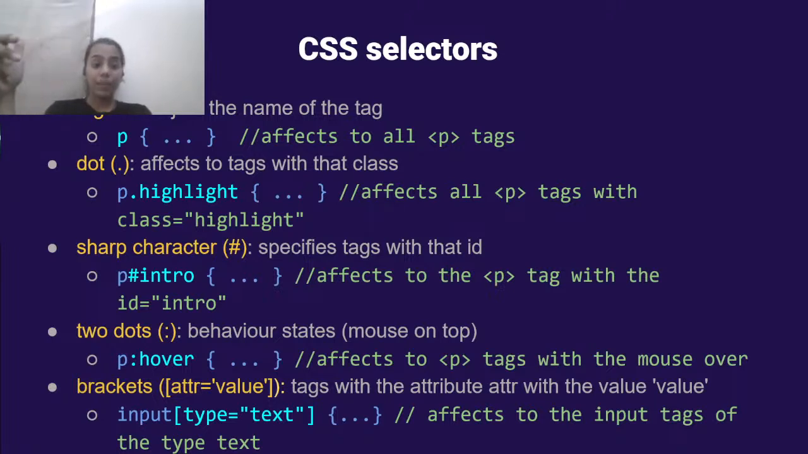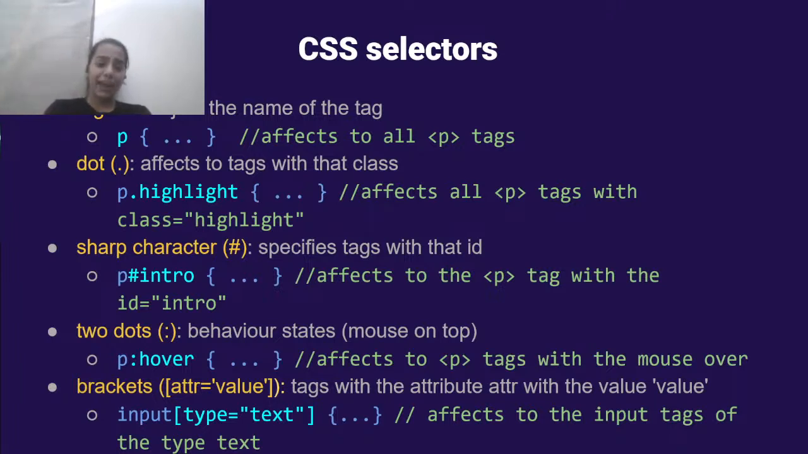Now, if we have a colon or two dots, sorry, colon or two dots, then it defines the behavior. Like once the mouse moves on top of that area, what will happen? So p colon hover, I can ask it to change color, I can ask it to change size, I can ask it to change font. So once the mouse is on top of it, it can change its behavior. In the example given here, it will affect all the p tags.